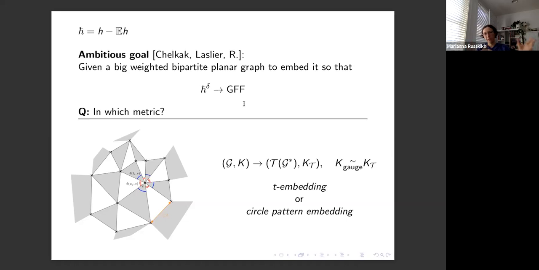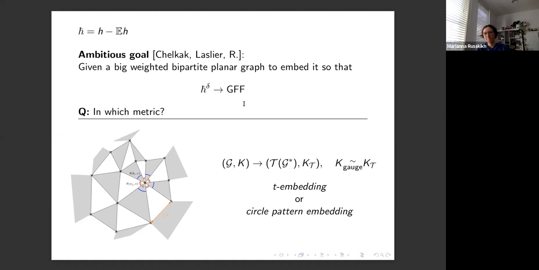I tried to explain using the example of Kenyon's results what the general strategy is. So yeah, these are nice embeddings where we can prove the convergence. They describe conformal structure, and the main tool is discrete holomorphic analysis.